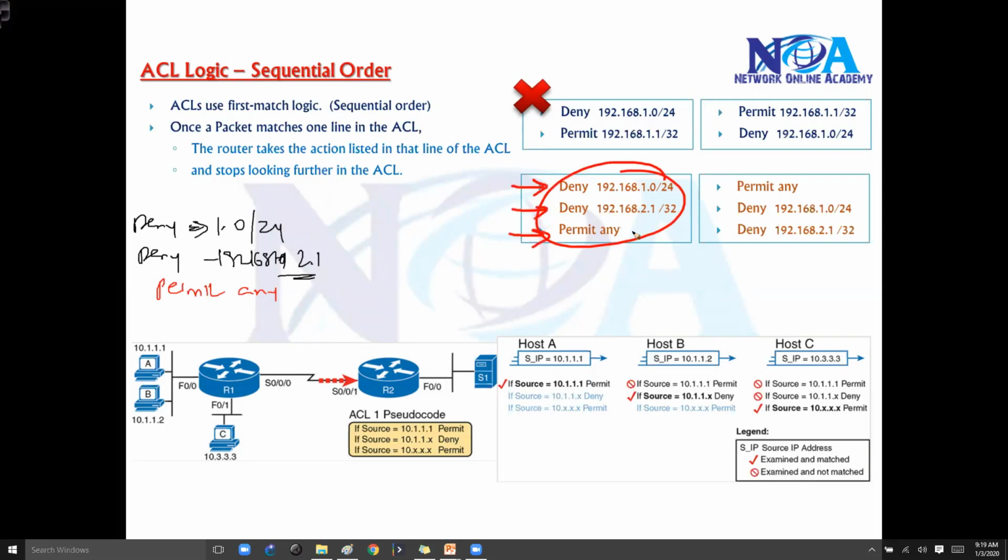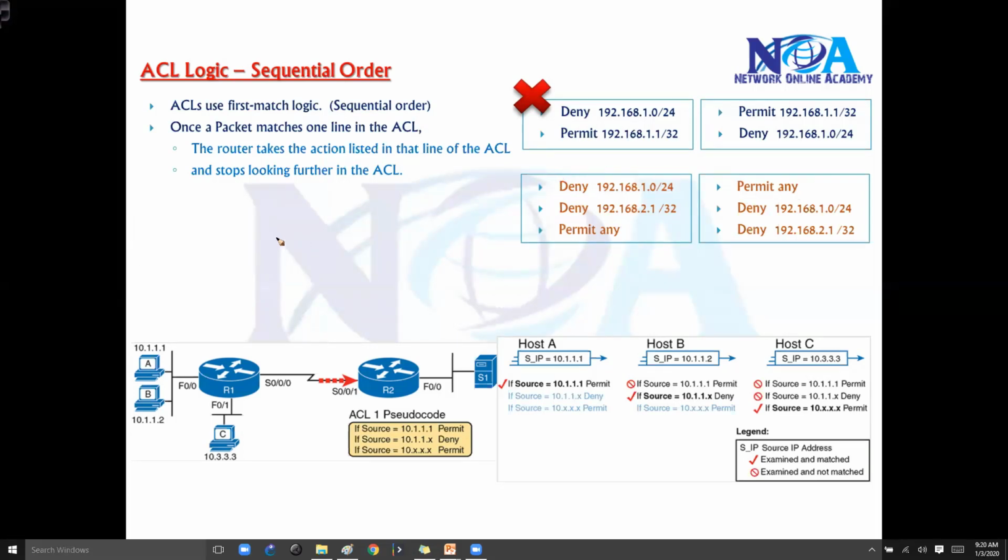But let's say you write permit any in the beginning. Now what happens is when the packet comes from 2.1, it matches the first rule and it says permit any. Any means match any packet. So it is going to permit, but basically what I want is that 2.1 should be denied.